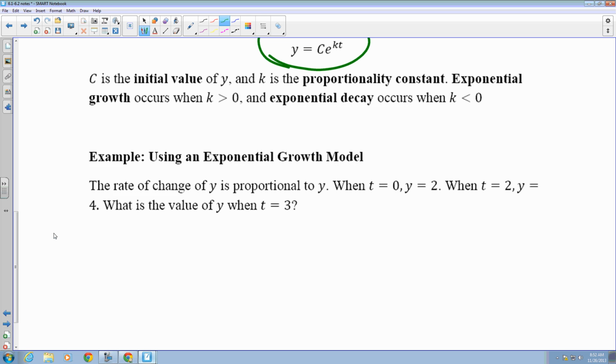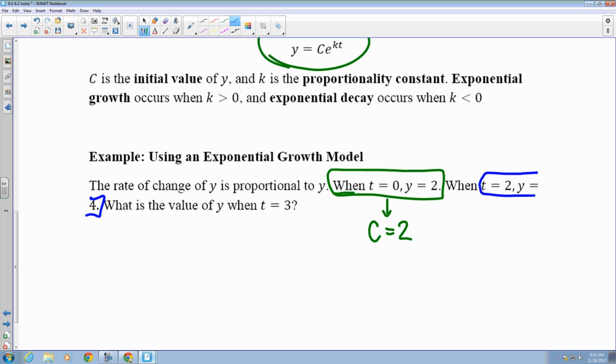The rate of change of y is proportional to y. When t is 0, y is 2. When t is 2, y is 4. What is the value of y when t is 3? So if this is true, because C corresponds to the initial value, we can go ahead already and say, okay, then C is 2. And then we're going to use this other fact, when t is 2, y is 4, to figure out what the k is.